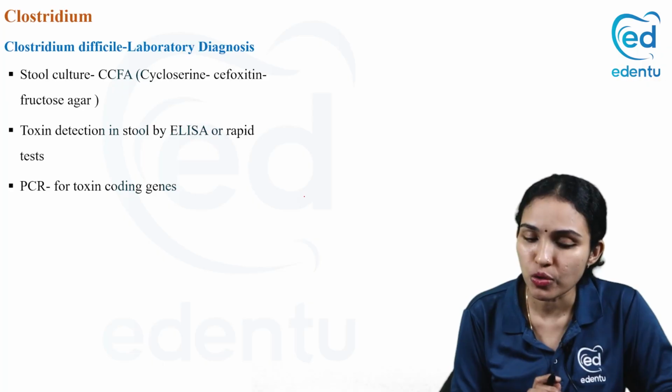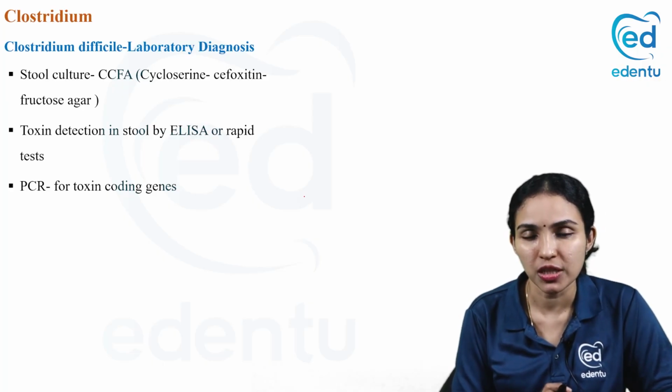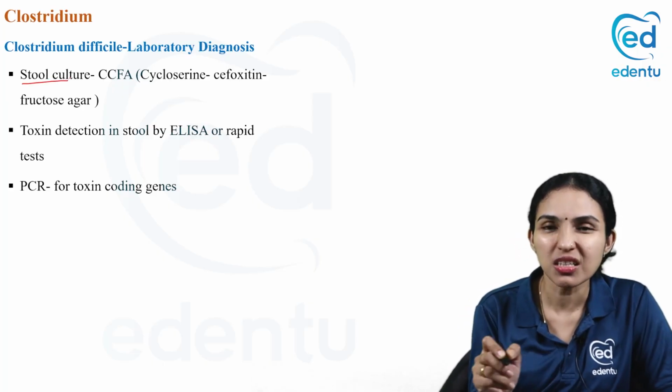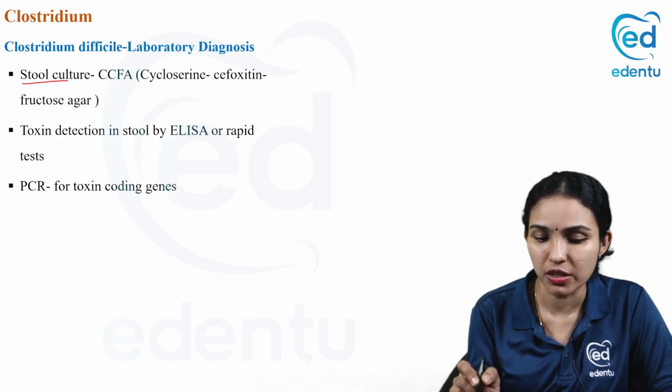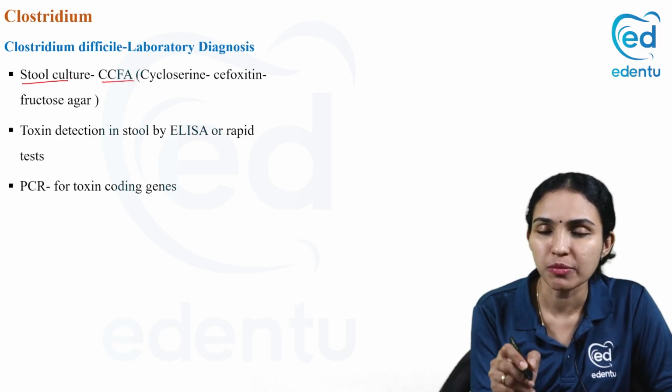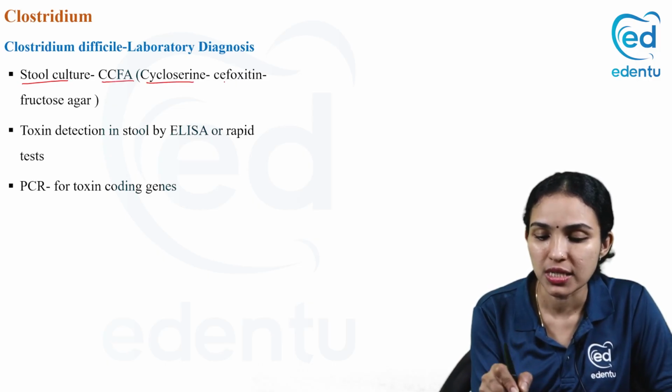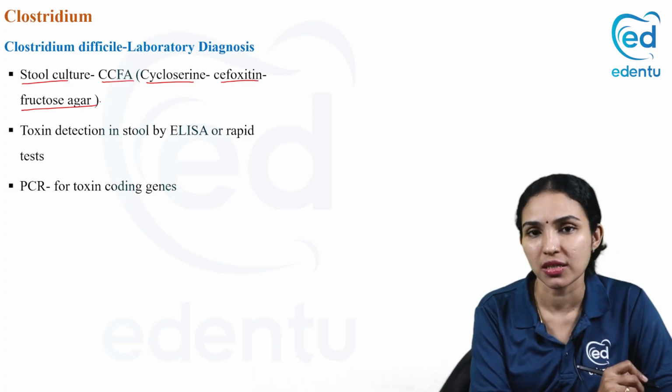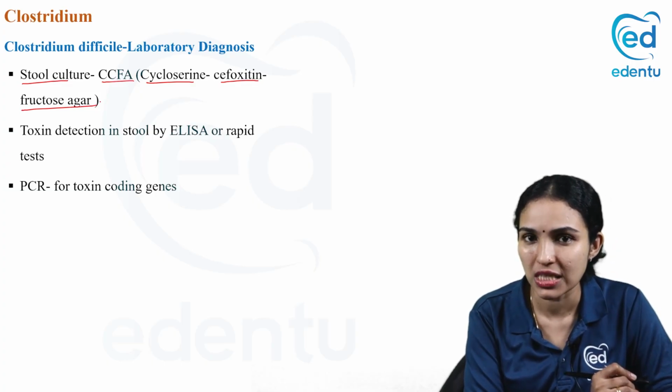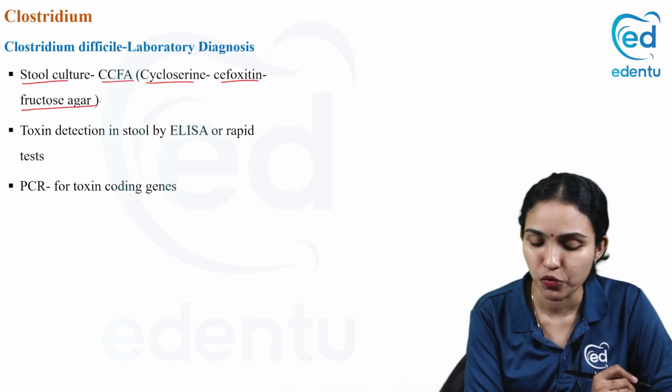So how will you diagnose Clostridium difficile? We can do culture. What culture? Stool culture. See, this is very difficult to grow. That's why it's called difficile. You have a special kind of medium called CCFA: cycloserine, cefoxitin, fructose agar. That is a special medium for difficile.